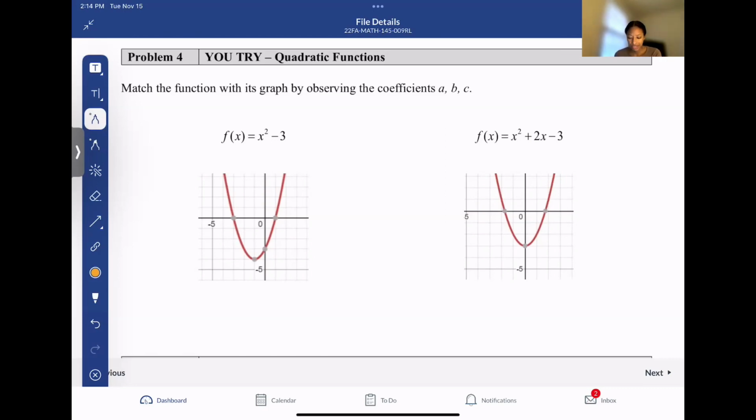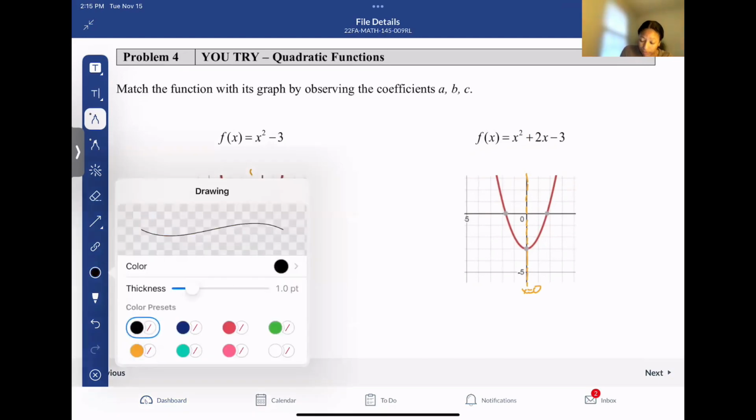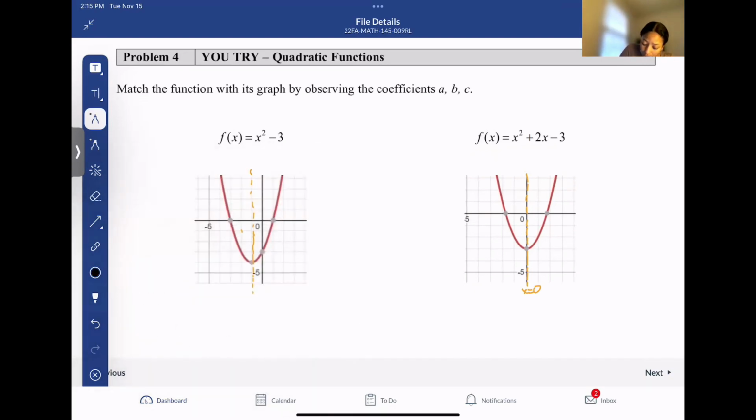So which is which? When we look at the graphs, the axis of symmetry, which is x equals 0, is the y-axis for the graph on the right-hand side. However, on the left-hand side, the axis of symmetry is not on the y-axis. So what does that mean in terms of the functions? For f of x equals x squared minus 3, b is equal to 0, which means that the vertex and the axis of symmetry are on the y-axis.